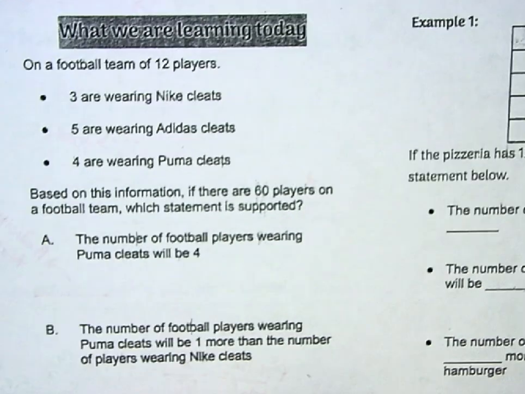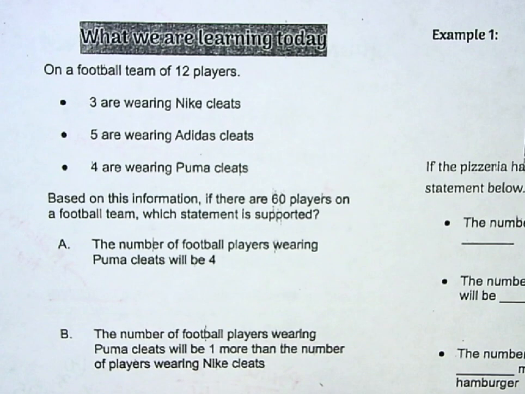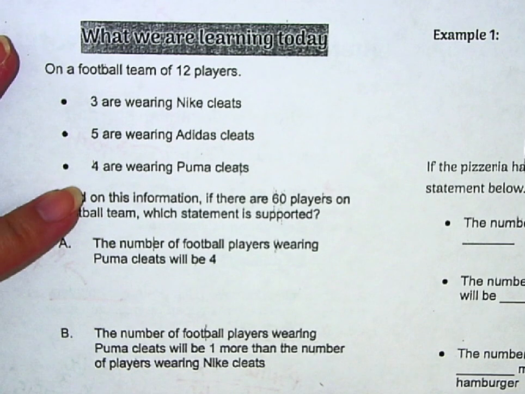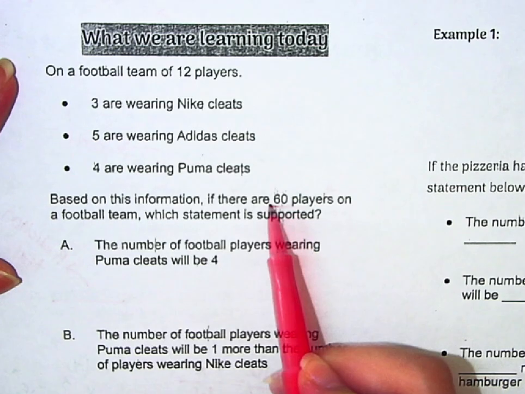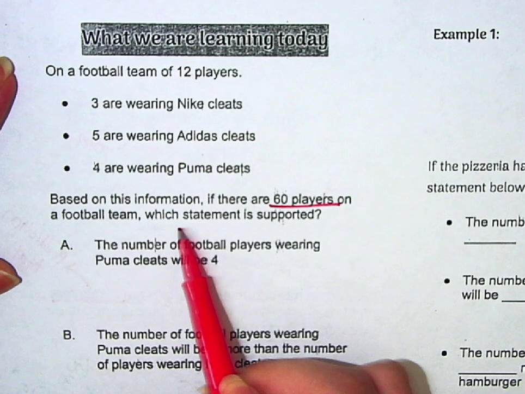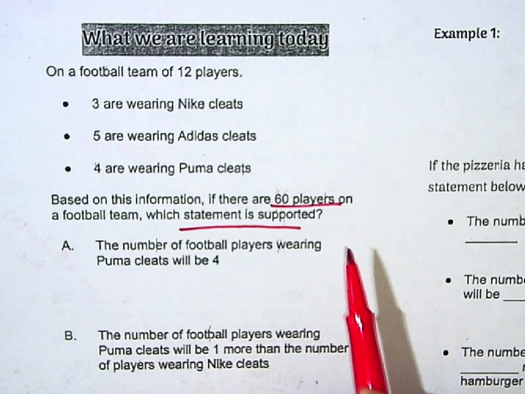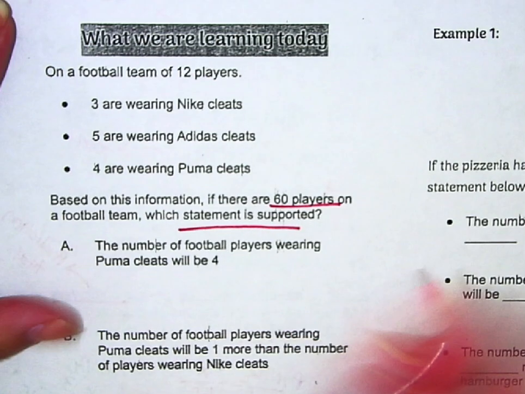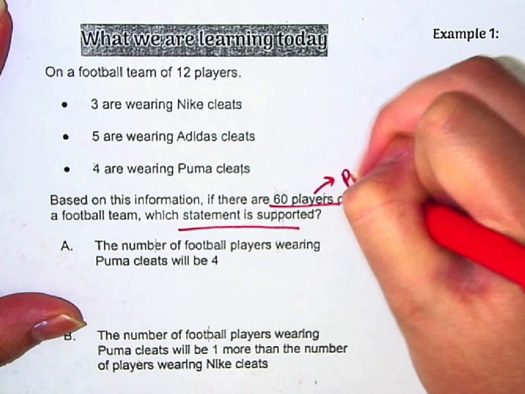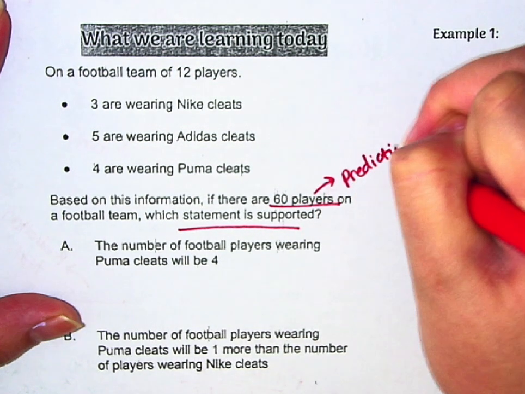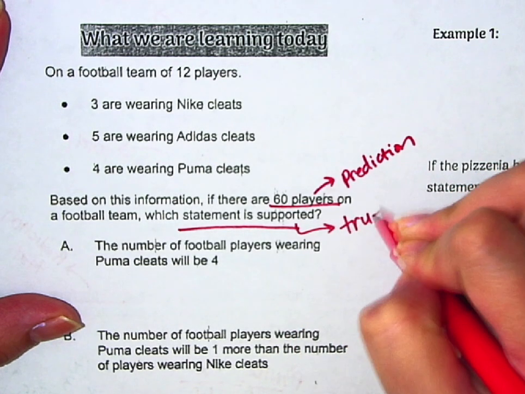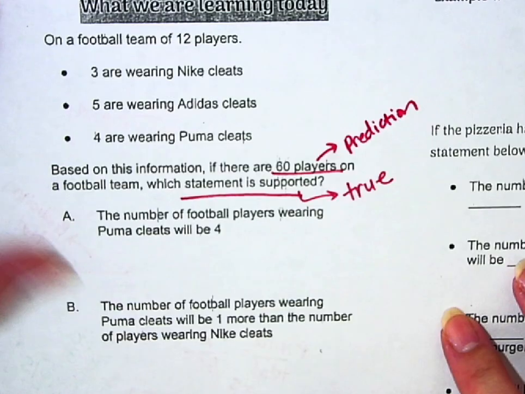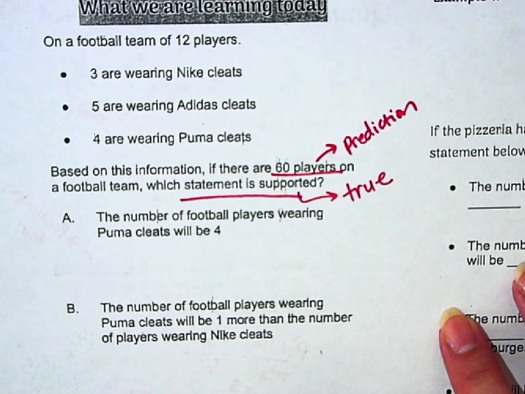Okay, so this is what we're going to be doing today. So today, we're still solving for the same thing, but the difference is, it says based on the information, if there are 60 players on the football team, which statement is supported? Okay, so we're still looking for our predictions, but supported means that if it is true. So we got to see which one of these answer choices is true.